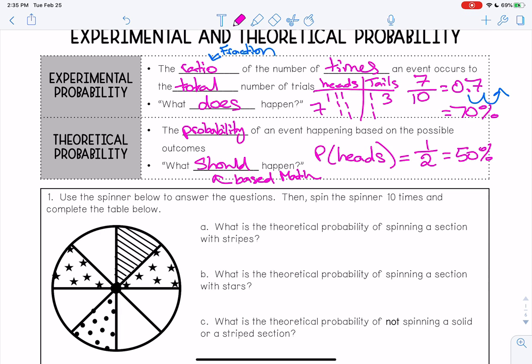Theoretical is what should happen based on math. It's our best guess. Experimental probability is, okay, what actually happened? What results did you get when you did the experiment?